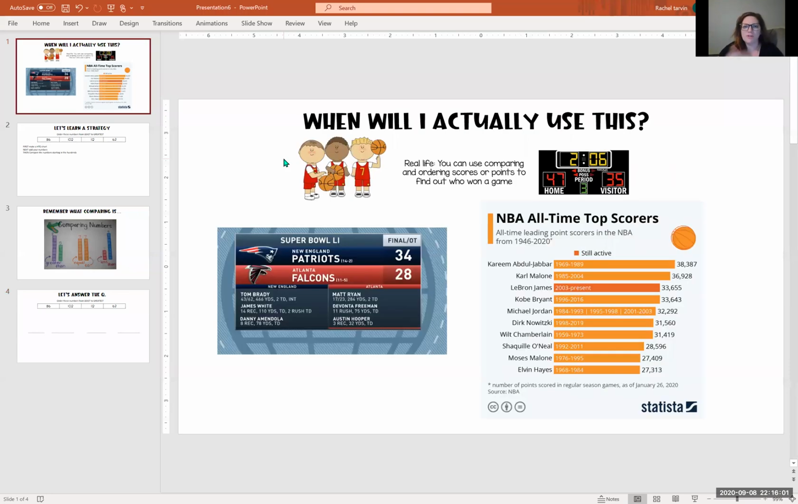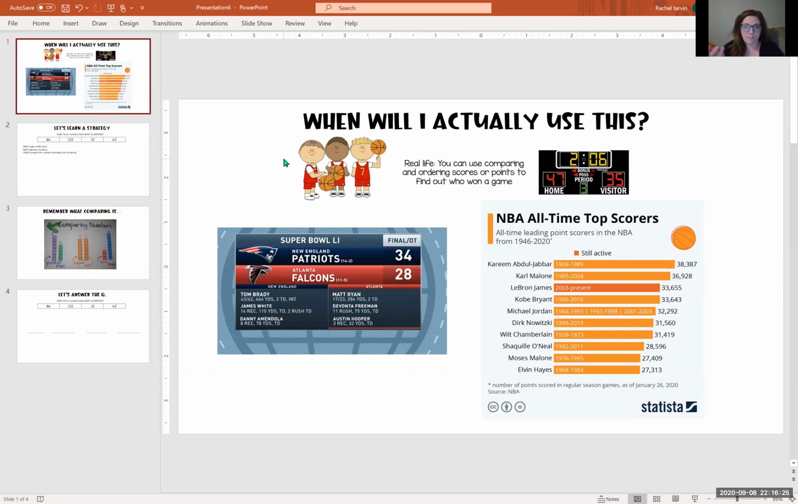Let's talk about first why you would order numbers. Why do we even do that? Why not just put it in our phone and let our phone order the numbers? Or why not just look at the numbers and say, well, that number looks the biggest? Well, we want to order numbers to make sure that we know which numbers are the greatest and which numbers are the least and what comes in between. So let's look at how we would use that in real life.